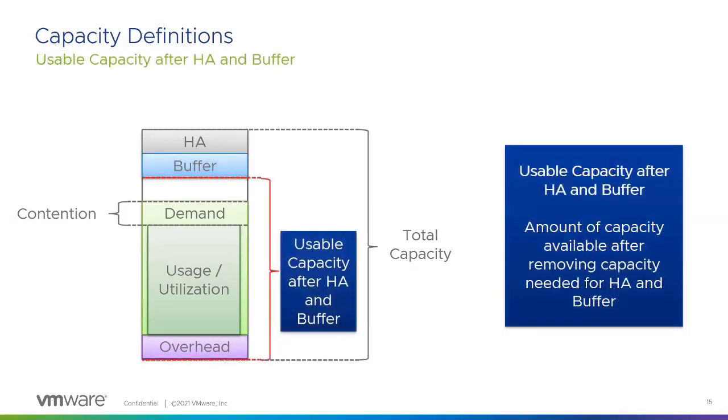So the next one is usable capacity after HA and buffer. The name's pretty descriptive there. Basically, you take your total capacity and you remove HA and buffer, and then that is basically what you have left. And that's where the workloads can run. So, like I said, it takes away all the resources needed to manage the cluster.